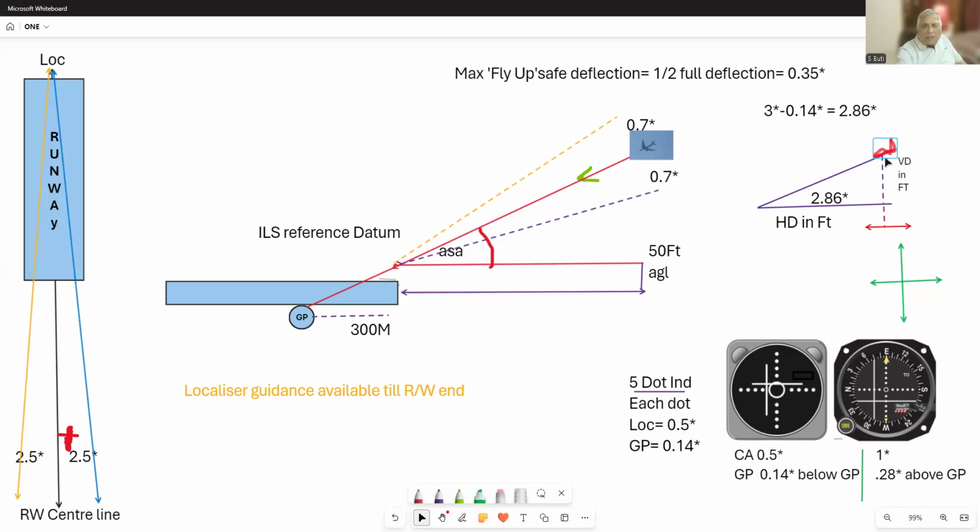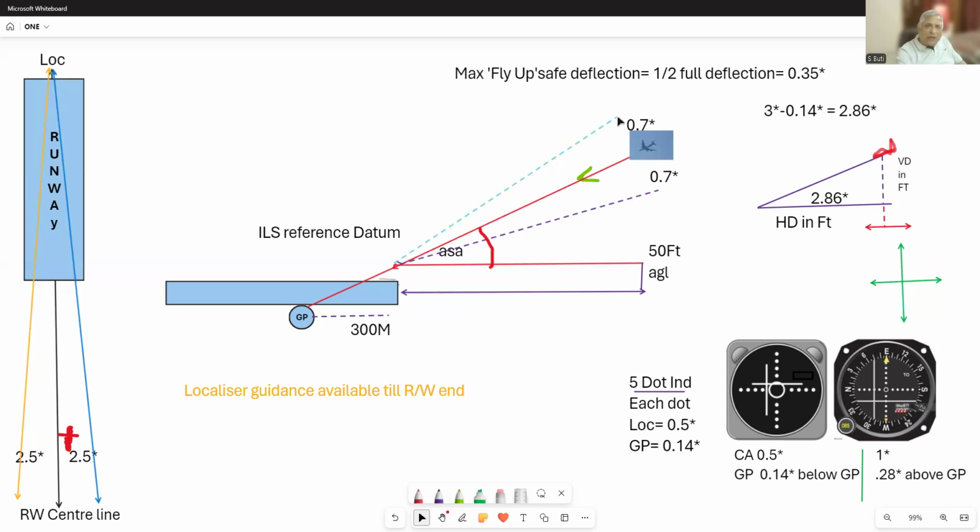So these are the types of numericals. In this case, the needle has gone 2 dots below. 2 dots means 0.28 degrees. That means you have gone above the glide path and your glide path now is 3.28 degrees, the actual glide path. Okay, if he asks what should be my rate of descent now? Remember, glide path angle into ground speed by 60 into 100 feet per minute. So tell him that should be my rate of descent now.